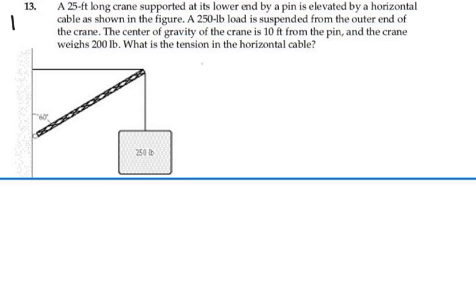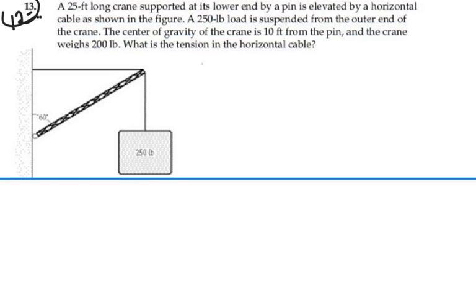Here's problem 1213. A 25-foot long crane supported at its lower end by a pin is elevated by a horizontal cable as shown in the figure. A 250-pound load is suspended from the outer end of the crane. The center of gravity of the crane is 10 feet from the pin, and the crane weighs 200 pounds. What is the tension in the horizontal cable?